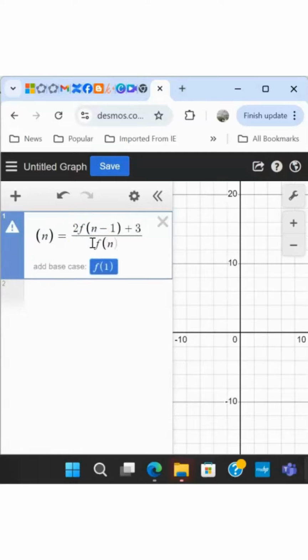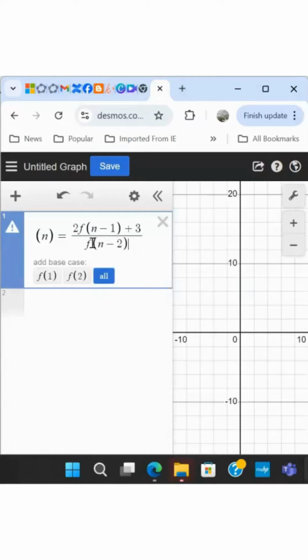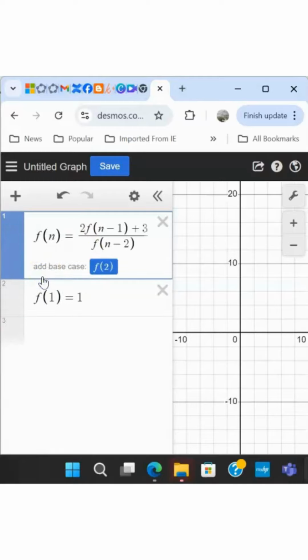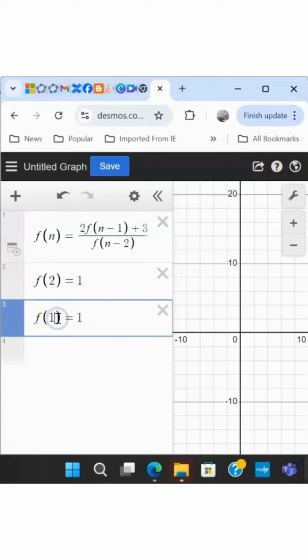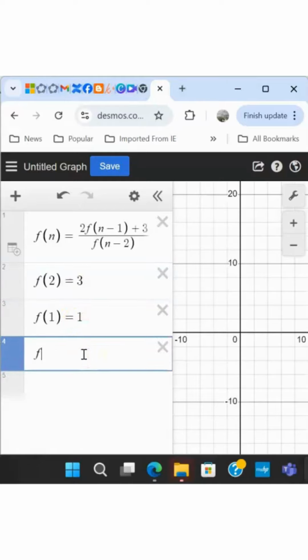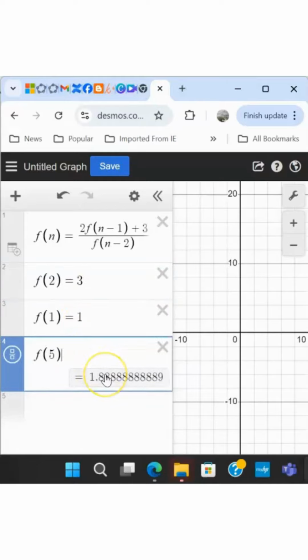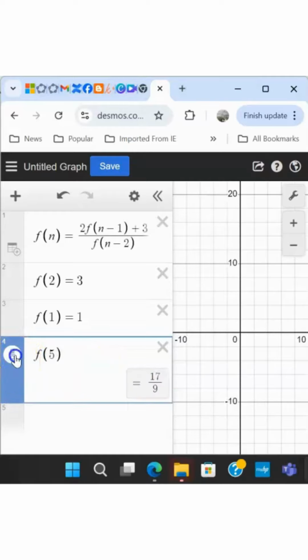of n minus 2 in the denominator, and we're going to add base cases f of 1 equal 1, and we're going to make f of 2 equal to 3. All right? And then all we have to do is figure out f of 5. It's in decimal format here, so we switch that to fraction format, and we get 17/9 as our answer.